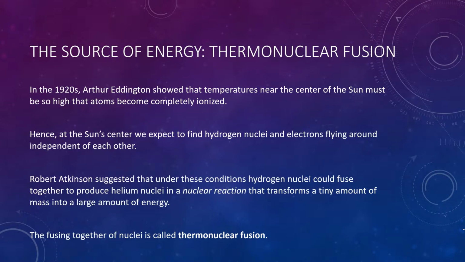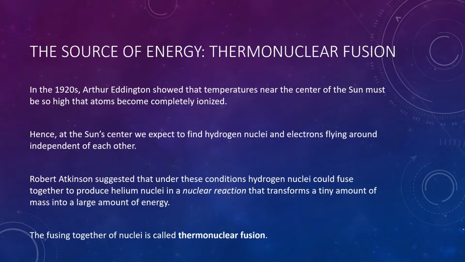Inspired by Einstein's ideas, astronomers began to wonder if the sun's energy output might come from the conversion of matter into energy. In the 1920s, the British astronomer Arthur Eddington showed that temperatures near the center of the sun must be so high that atoms become completely ionized. Now, we're getting into some technical things here for a bit, but ionization is the process by which an atom or a molecule acquires a negative or positive charge by either gaining or losing electrons to form what we call ions. So this often comes with other chemical changes as well.